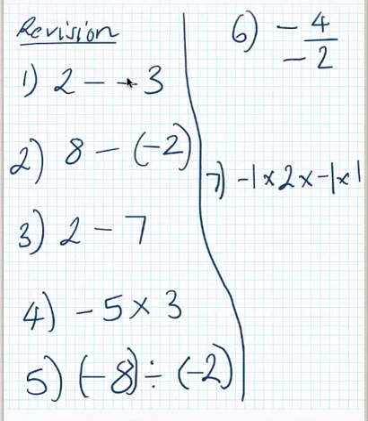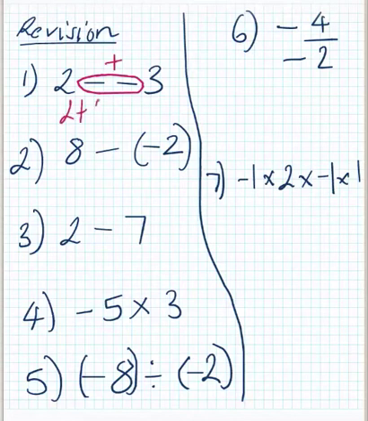So for question 1, we can see we have two negatives sitting together. So two negatives make a positive. So 2 plus 3 equals 5. That one was nice and easy.